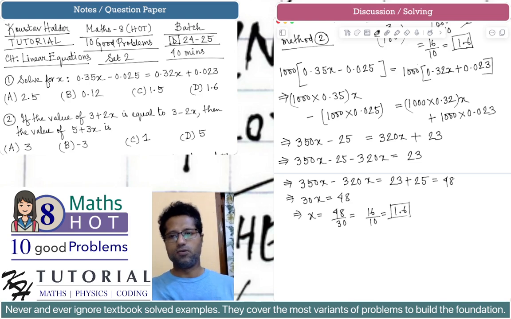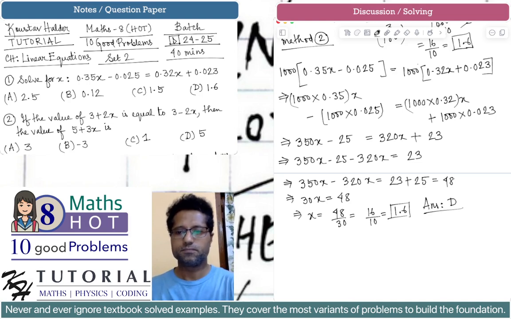So you can also solve this problem whenever you see there are decimal terms, constant terms, as well as coefficients of x which are decimal numbers. You can multiply both the sides with a power of 10, where the power will be the highest decimal places of all the decimal numbers you see in the given equation. So for this problem, the correct choice is D.